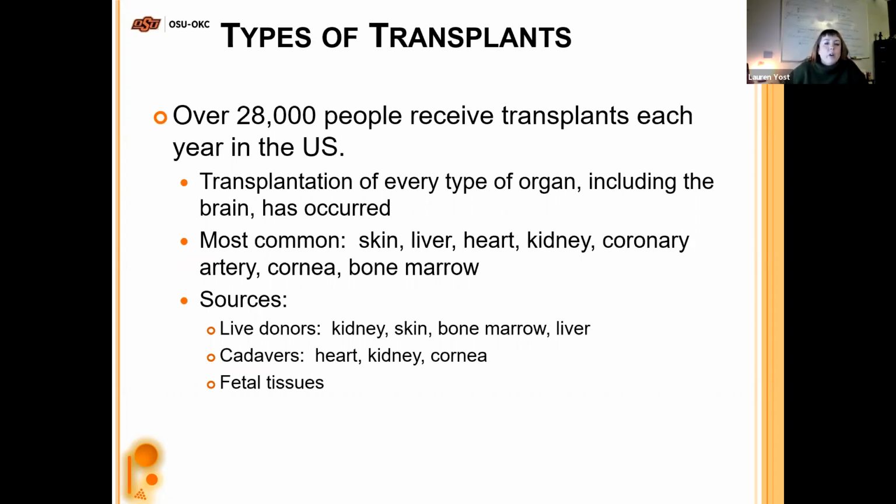Transplantation of every organ has occurred, including the brain at some point in history. The most common transplants include the skin, the liver, the heart, the kidney, the coronary artery, cornea, and bone marrow. Bone marrow is a pretty common one. Sources can come from live donors who are actually donating their organ. I come to you and I say, I have a kidney, I can help you out. You can also donate skin that way, bone marrow, and part of your liver.